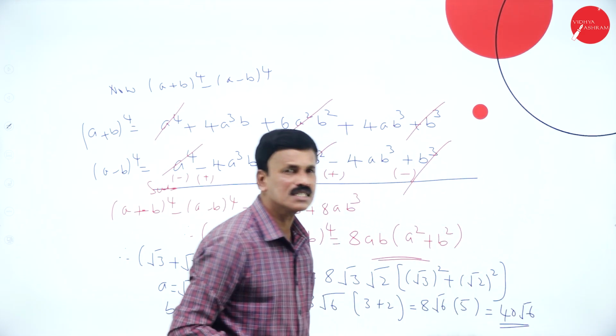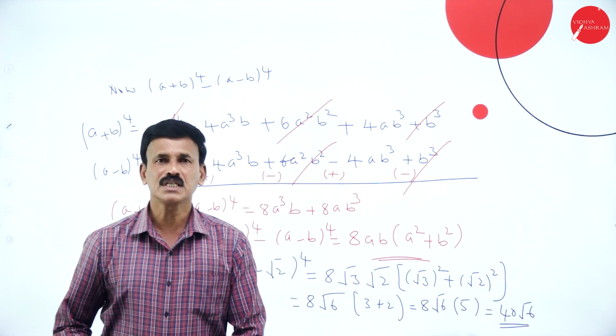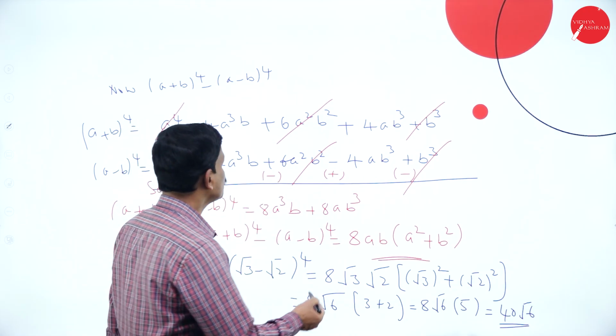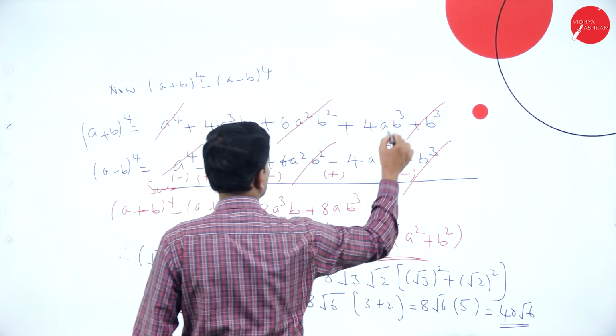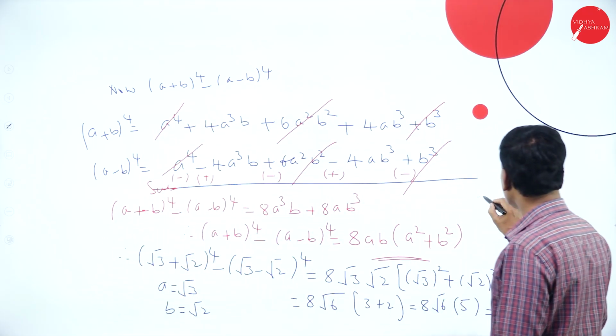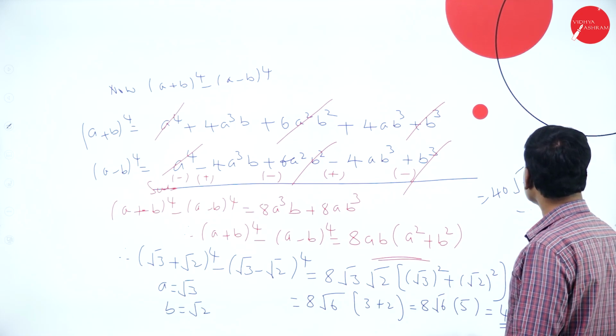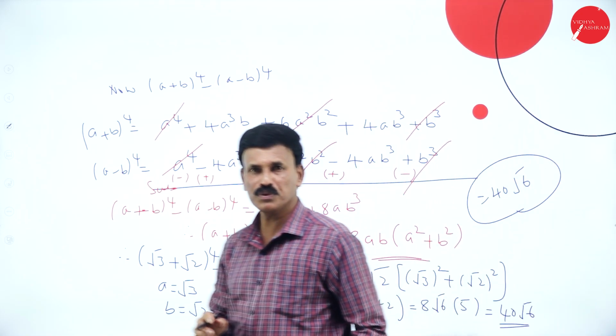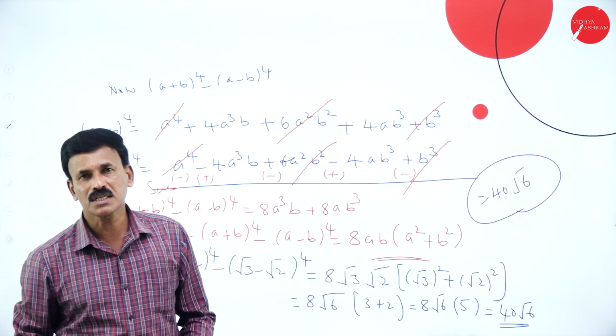40 root 6 is the simplified answer. That's it. Okay. That's all. So the correct answer is 40 root 6. So therefore the simplified answer for this is 40 times root 6 is the correct answer. That's it. Hope you followed. Okay. Now let us come to the next problem.